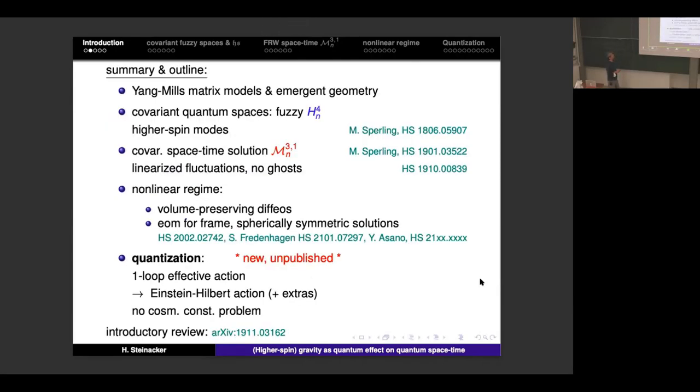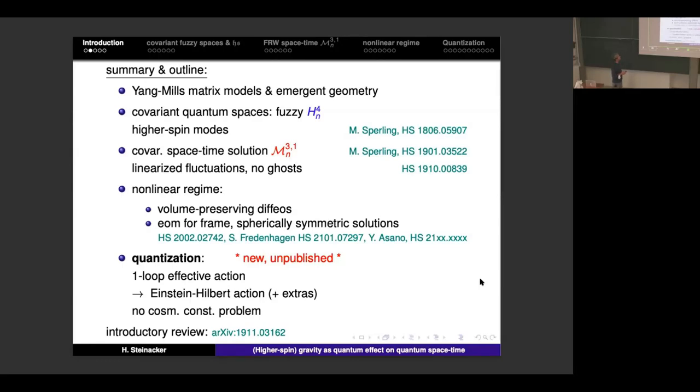And here's the outline of what I plan to do, and I hope to get to the last point. First I will explain a little bit how you should think about these matrix models and how to make geometric sense of them. Then there will be some types of covariant quantum spaces, which are solutions of this model, and one of them I will explain in some detail, but I won't have very much time to explain everything. These are very remarkable spaces, fuzzy spaces.